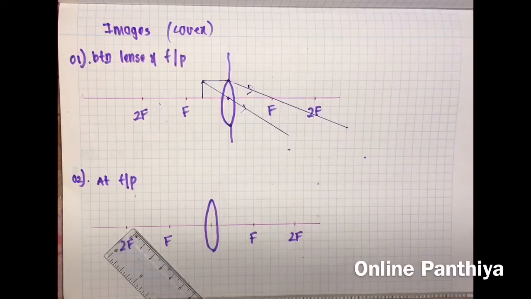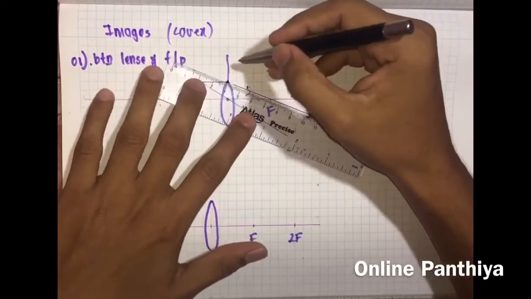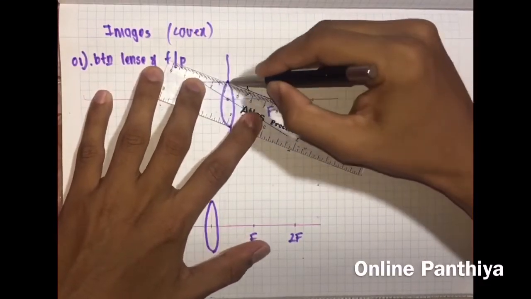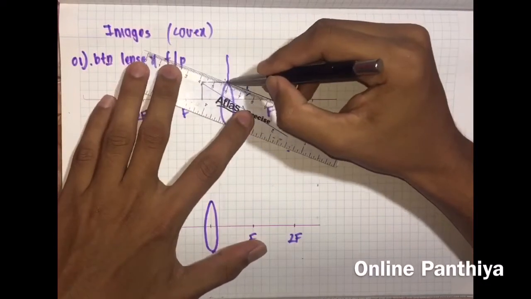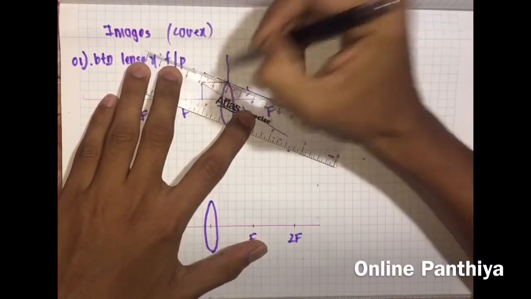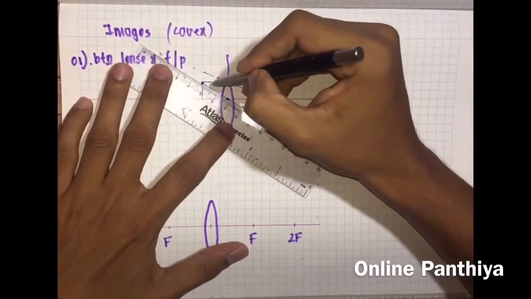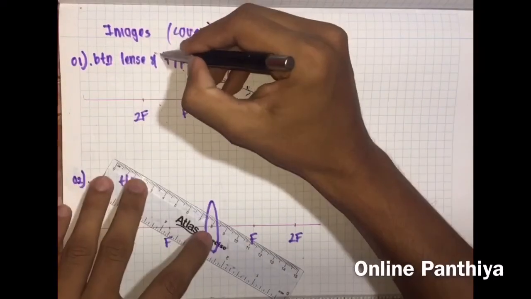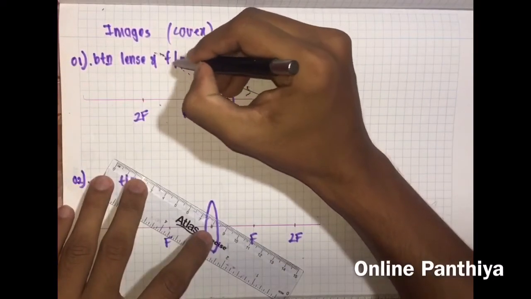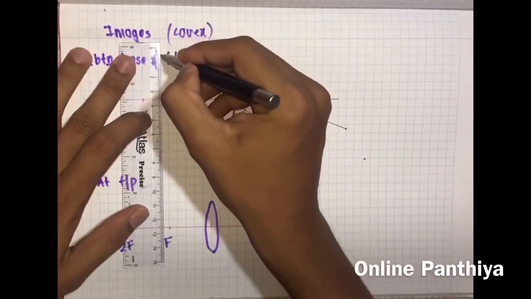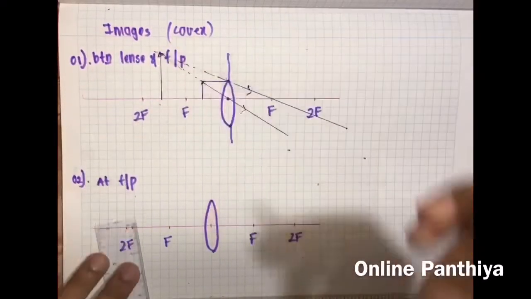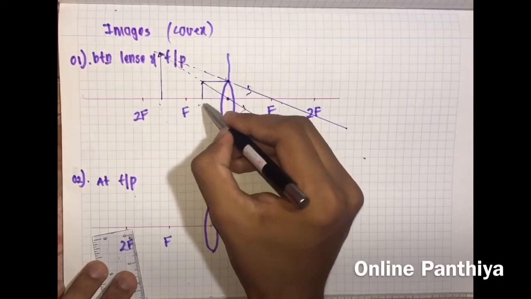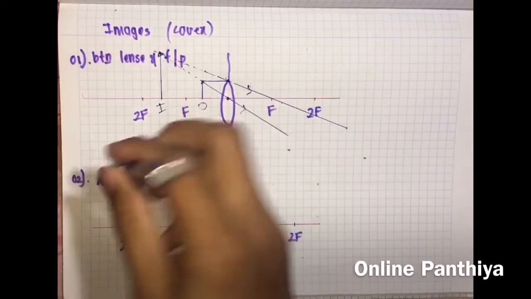So what we do here is we extend these lines towards the other side. We extend it this way. Is that clear? We extend and check where these two rays meet. It meets somewhere here. This is the object, this is the image. This is where the image is formed.